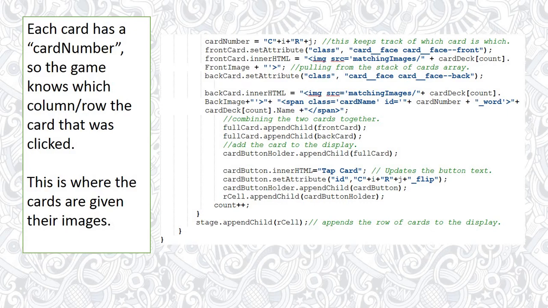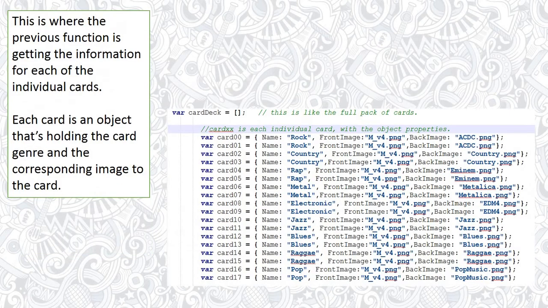This loop goes through every card on our deck of cards for the game. This is where we created each individual card for our card deck. We have the rock, country, and so forth. The front of the image and the back of the image are the actual properties of each card.